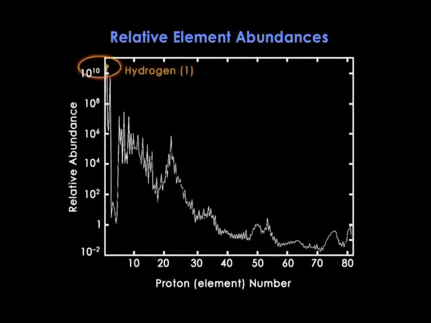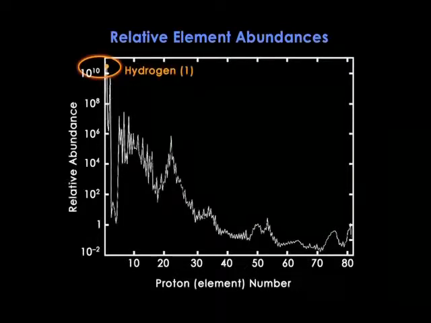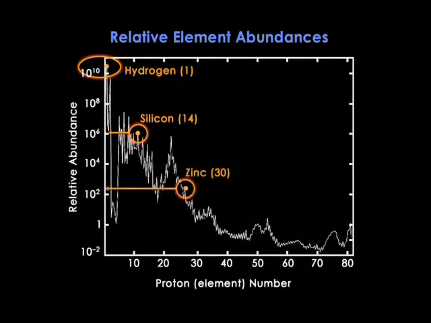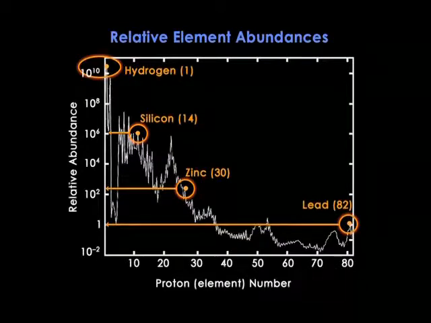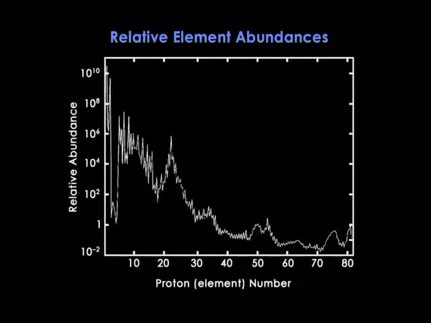For example, for every 10 billion atoms of hydrogen, we have 1 million atoms of silicon, 100 atoms of zinc, and just 1 atom of lead. Now, its overall shape has a steady decline with a number of peaks along the way.